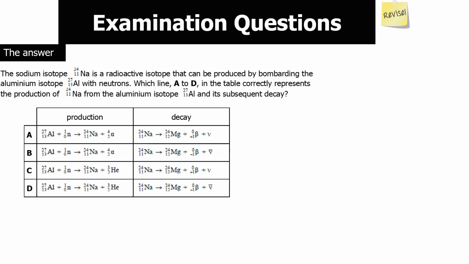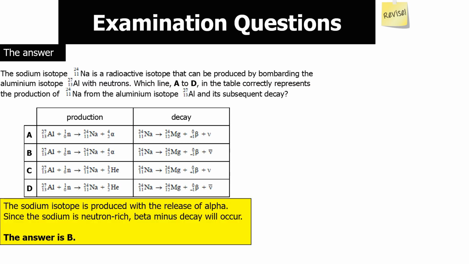Right, the answer here is B, because the sodium isotope is produced with the release of an alpha particle. And since the sodium isotope, you can tell, because it's 24 11, is neutron rich, well therefore, neutron rich isotopes decay via the beta minus decay, so our answer is B.